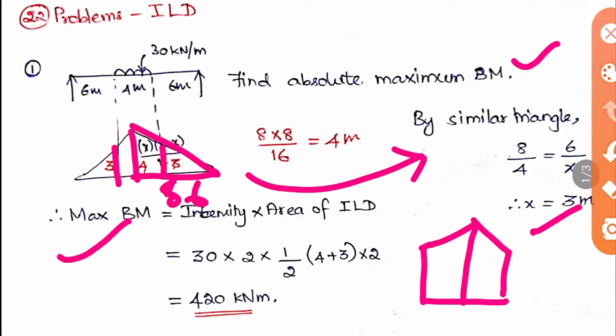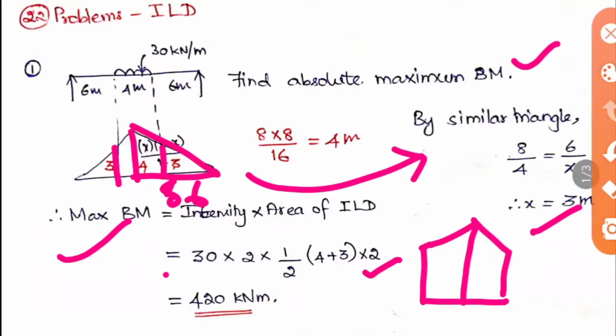If it is a point load, you'll be directly multiplying the load into the ordinate, but when it is a UDL, you have to take the area of that UDL. Okay, so here intensity is 30 into area of the ILD, so 2 times the area of the trapezoid. So area of the trapezoid is half (A plus B) into H.